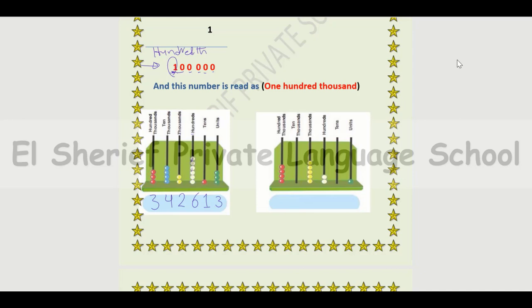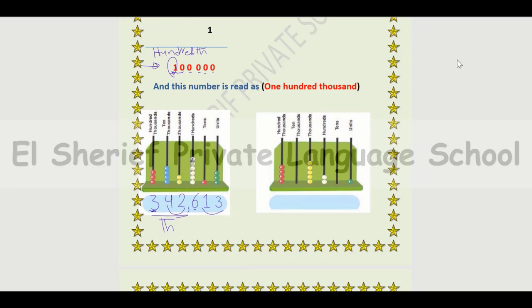Now we have to read this number from the left side. Start with the greatest place value. Here 100,000. So 3 in 100,000, 300,000, 42, 342, and remember 1,000, 613. Again, 342,000 and 613.